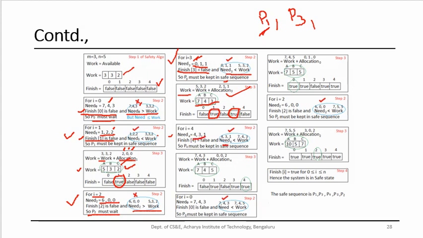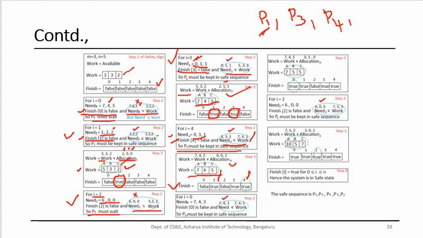So that is obviously less than work, so this condition is met, and finish of 4 is equal to false. That condition is also met, so therefore P4 can be put in the safe sequence. Once we put it into the safe sequence, we can claim whatever resources we had allocated to P4. When we do that, work becomes 745, and now there will be 3 truths in this vector or array.